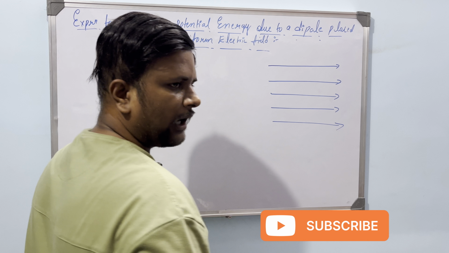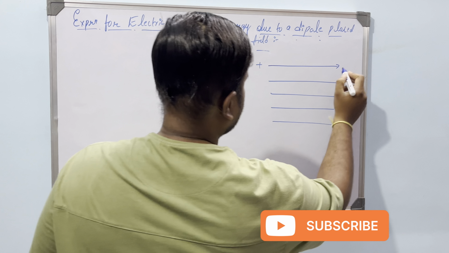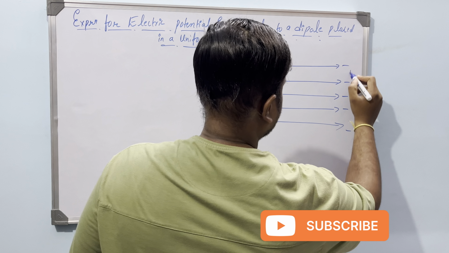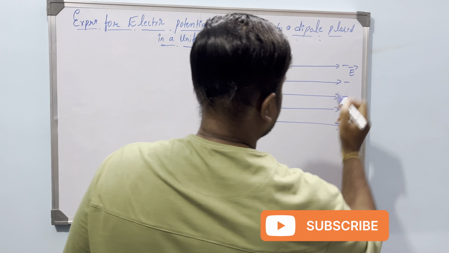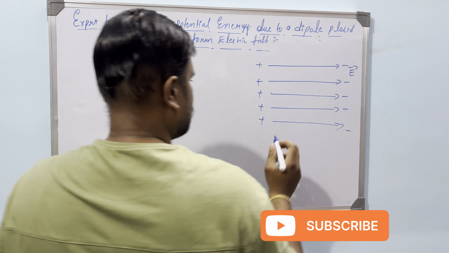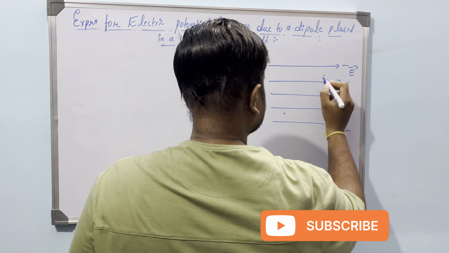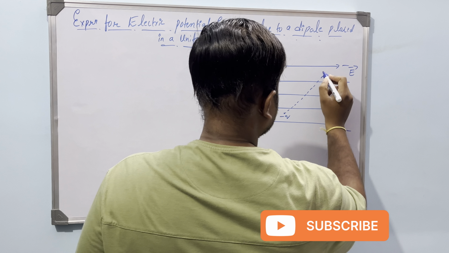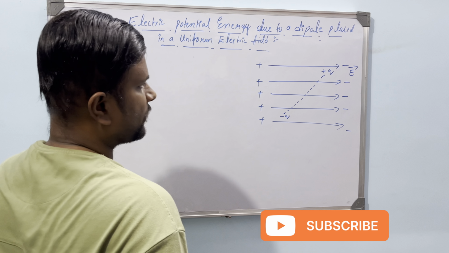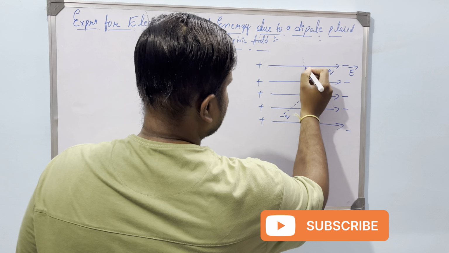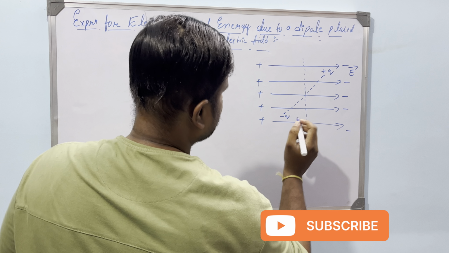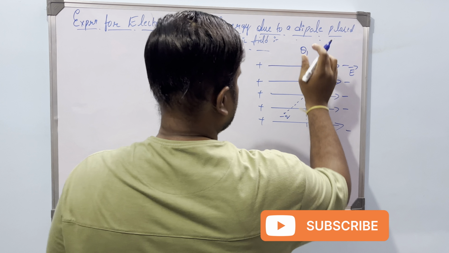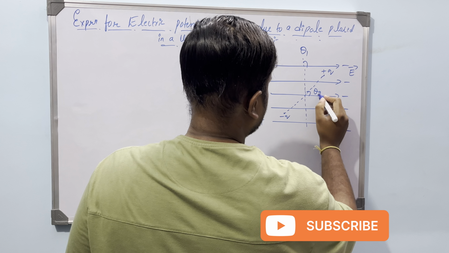Electric field always starts from the positive charge and ends at the negative charge. So this is the electric field E. Here I need to place a dipole. Dipole means it contains two poles, one is minus q charge, another one is plus q charge. Initially the dipole is placed in this position, which can be called theta 1, and this position is theta 2.